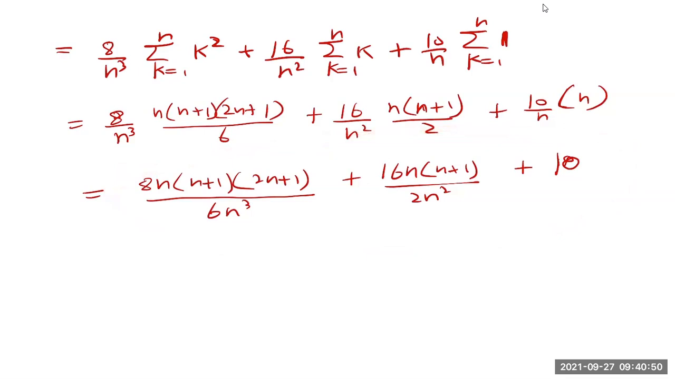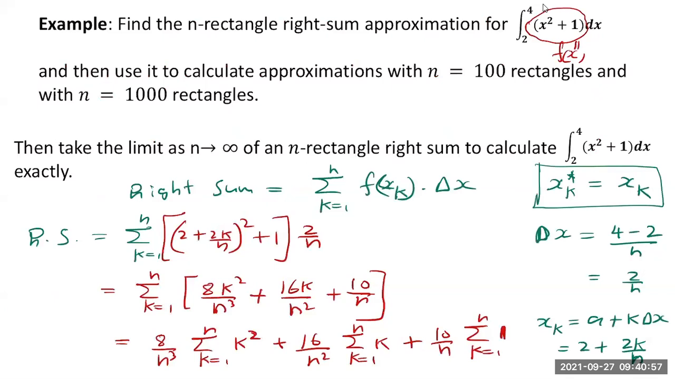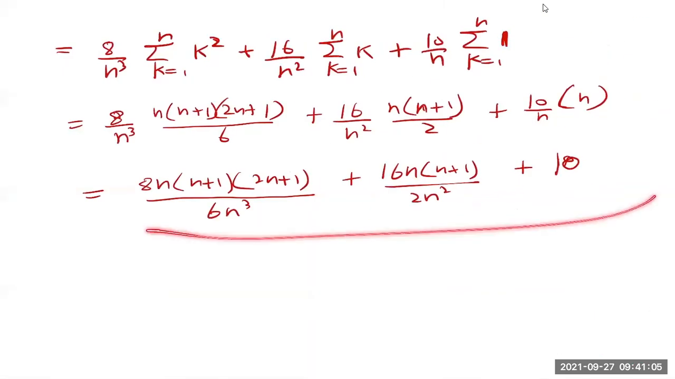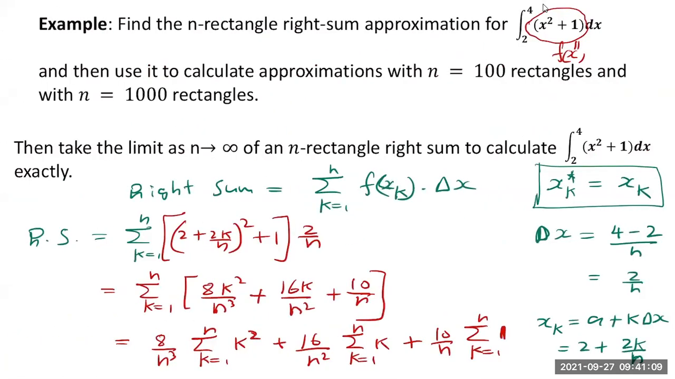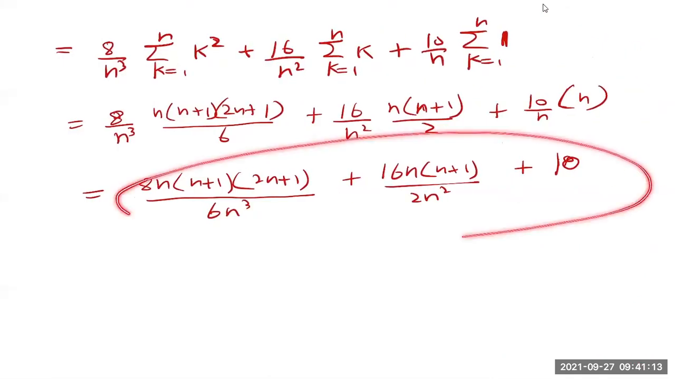Next, we are asked to find the n rectangle right sum when n is equal to 100, and then when n is equal to 1000. All you need to do is plug in n equal to 100 in this formula. And then to find the n rectangle right sum with n equal to 1000, you plug in n equal to 1000 in this formula.